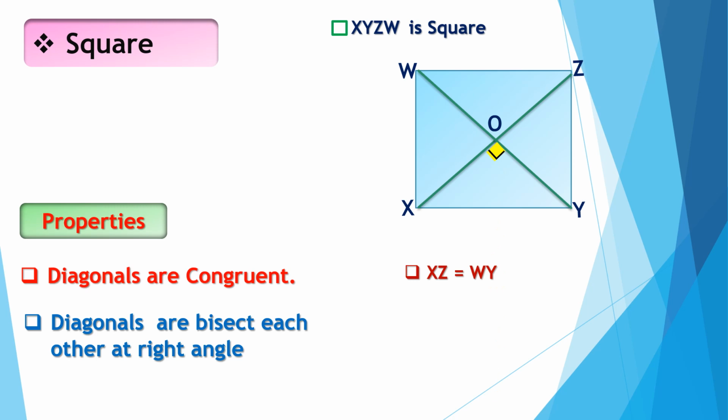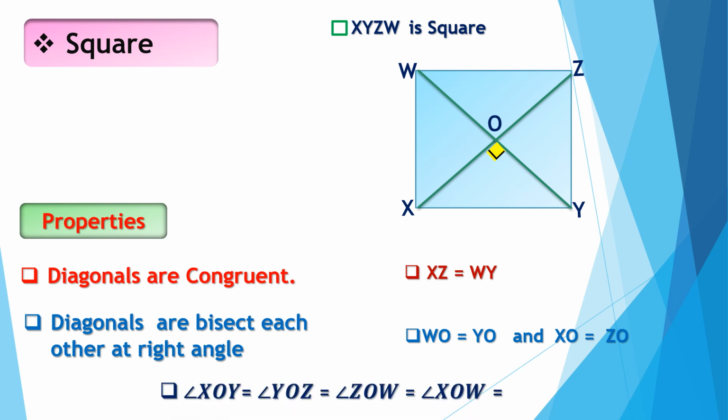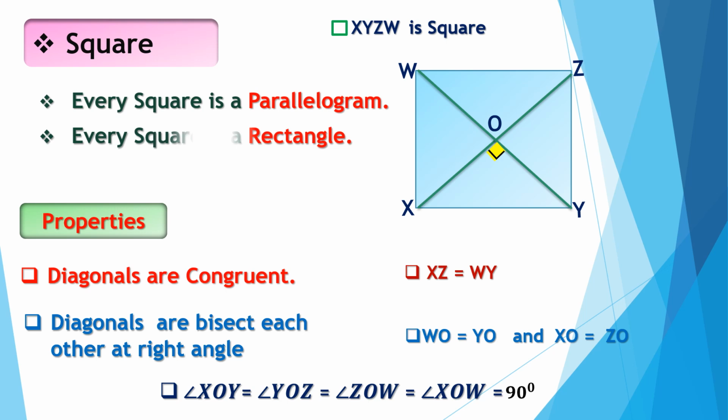Here we see two diagonals intersect at point O and they bisect each other. That means XO is equal to OZ and OW is equal to OY, and angle XOY is equal to angle YOZ is equal to angle ZOW is equal to angle XOW is equal to 90 degrees. Every square is a parallelogram, every square is a rectangle, and every square is a rhombus.